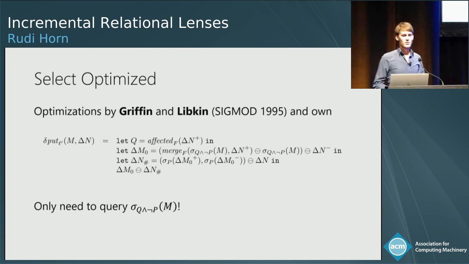Using a bunch of optimizations by Griffin and Libkin from 1995, who also worked on a bunch of minimality preserving relational algebra derivatives, in combination with those and a bunch of our own, especially for operators that were introduced in the relational lens paper, we were able to produce delta put functions which only have a few places where they need to query something from the database. In this case, we have one small query, but that's a lot smaller than querying the entire database, which would take forever.